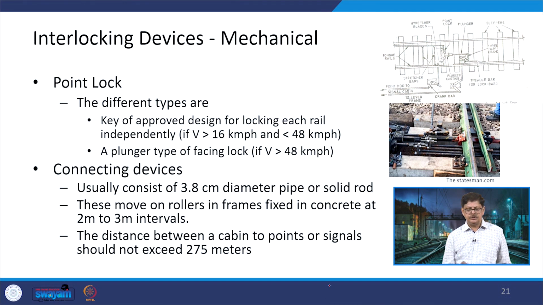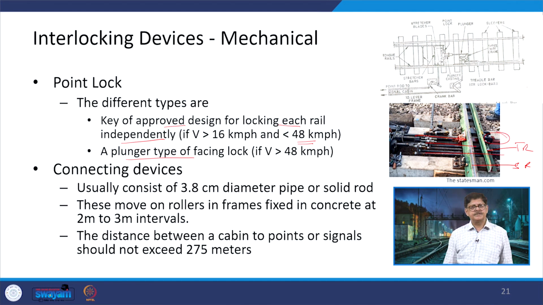Another one is the key of approved design for locking each rail independently when the speed is more than 60 kilometers per hour and less than 48 kilometers per hour, and the third one is a plunger type facing lock for a speed of greater than 48 kilometers per hour. So, as I said, in this whole system there is a tongue rail here and a stock rail on this side, and the movement here is controlled by way of these pipes and the systems placed here.